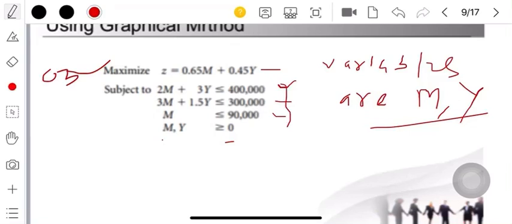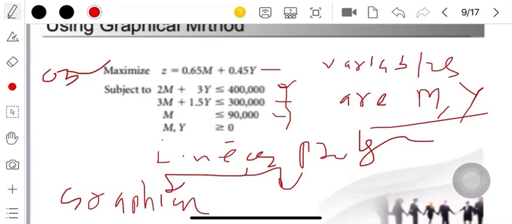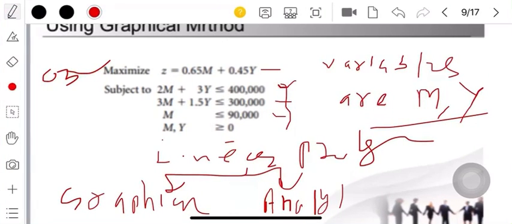We need to solve this problem using the graphical method. Basically we have two methods: a linear programming problem can be solved either by the graphical method or by the analytical method. I will discuss the graphical method for this.